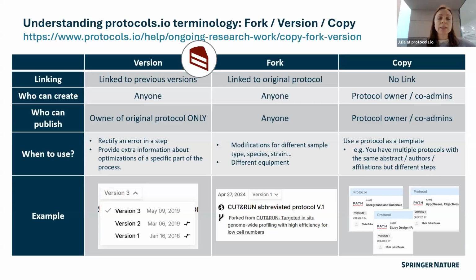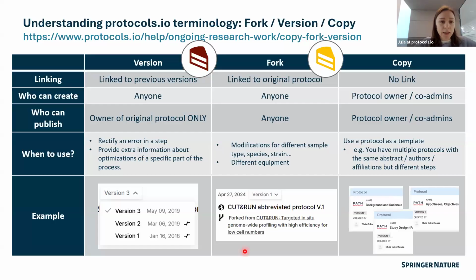And so that is if you modified a protocol for a different purpose. So in a scientific sense, it might be a different sample type, species, strain, equipment. If we go back to our recipe example, maybe you take that chocolate cake recipe and you fork it and change it so that it's instead a vanilla cake recipe. And so that is when you would use the forking functionality on protocols.io.